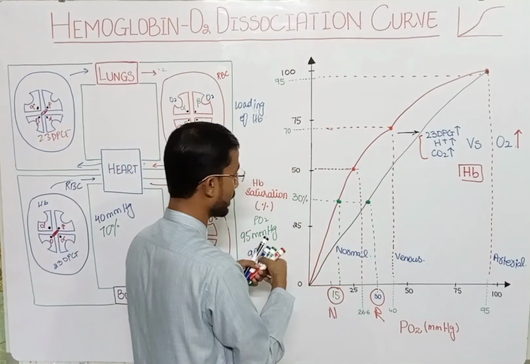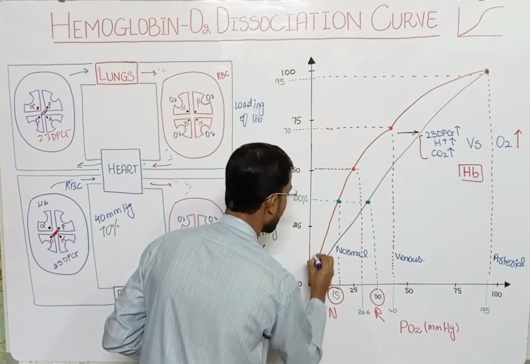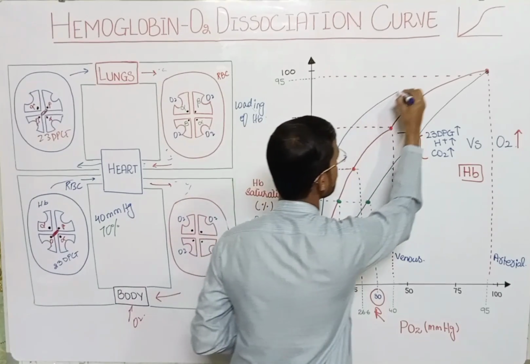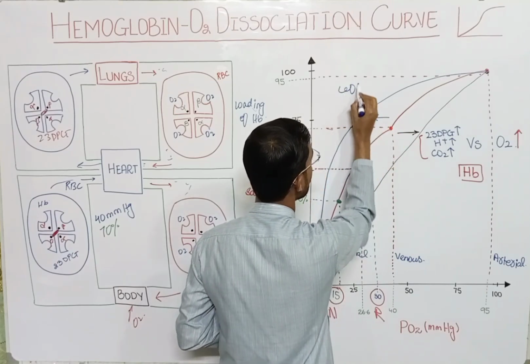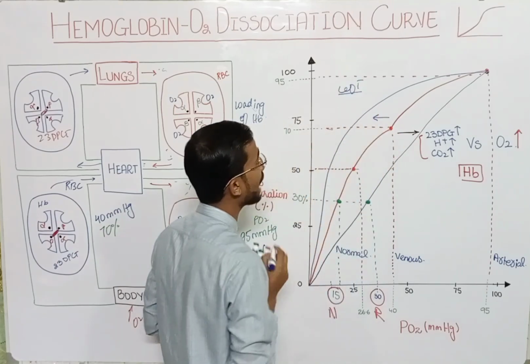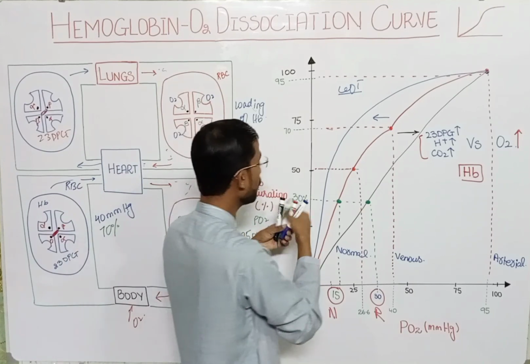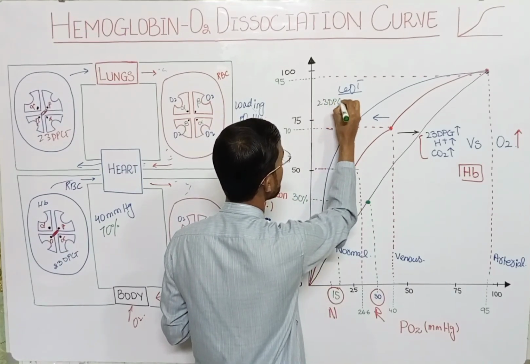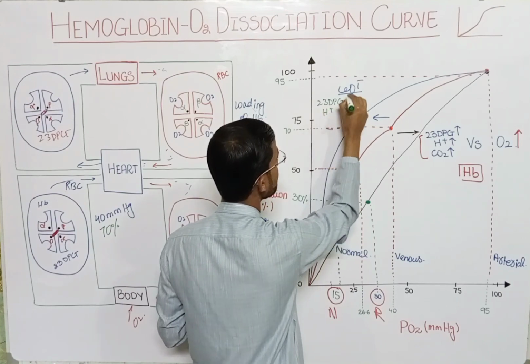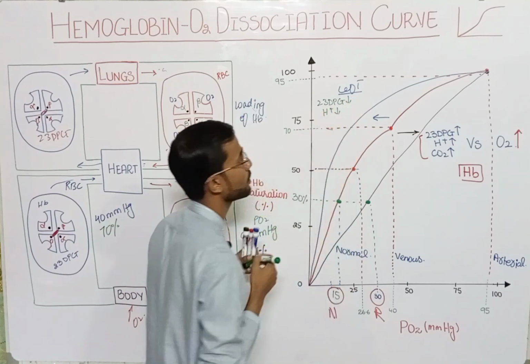Now if we see here at the left curve, in some situations you will see the left curve. In the left curve you will see that the 2,3-DPG and the H+ concentration decrease.